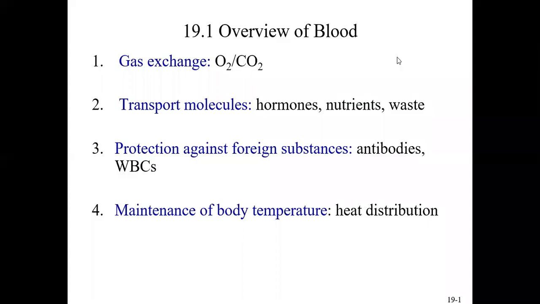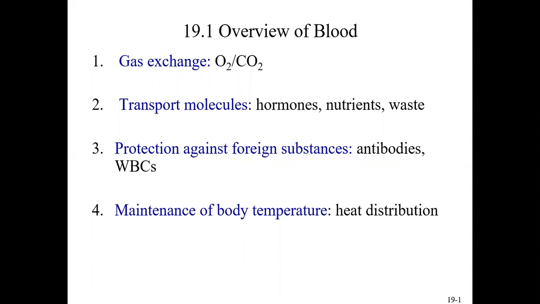Hey guys, in this video we're going to be talking about chapter 19 on the blood, which is the third of the three chapters dealing with the cardiovascular system. First thing we'll look at, of course, are some of the main functions of the blood, and we'll be talking about most of these functions throughout the course of the chapter and in lab. Some of the information in this chapter we'll be covering directly in the lab setting. So let's look at some of the functions.